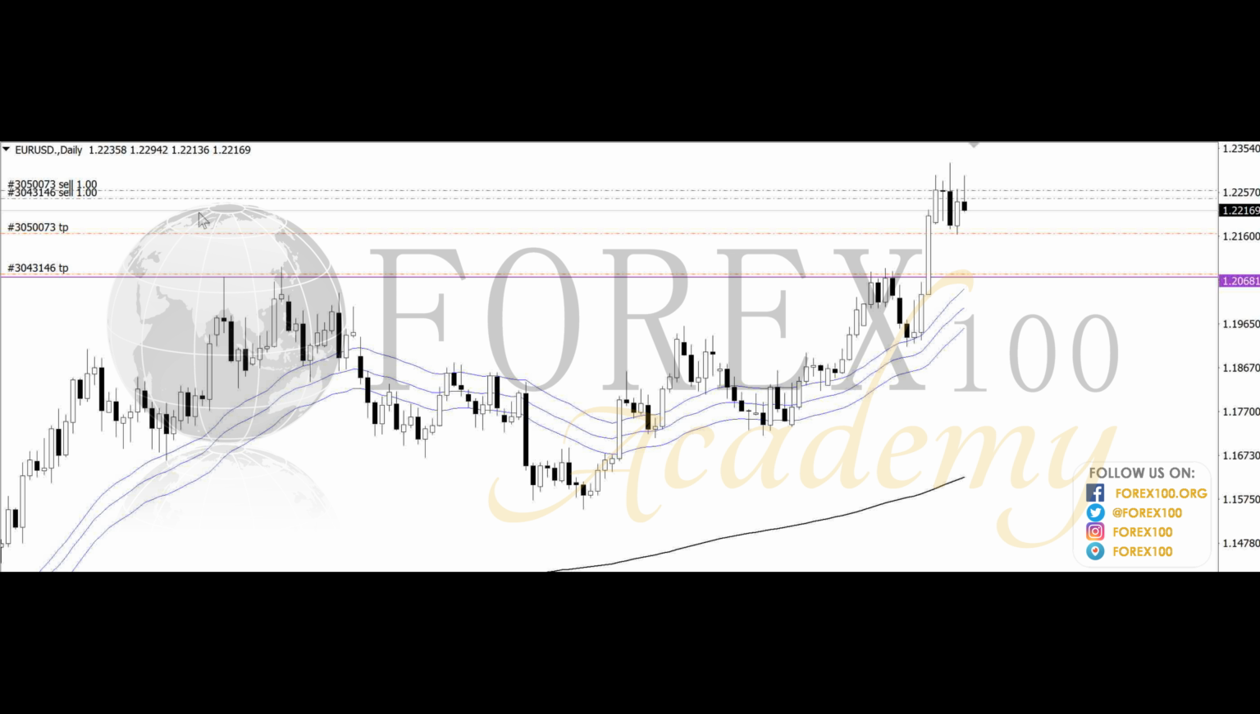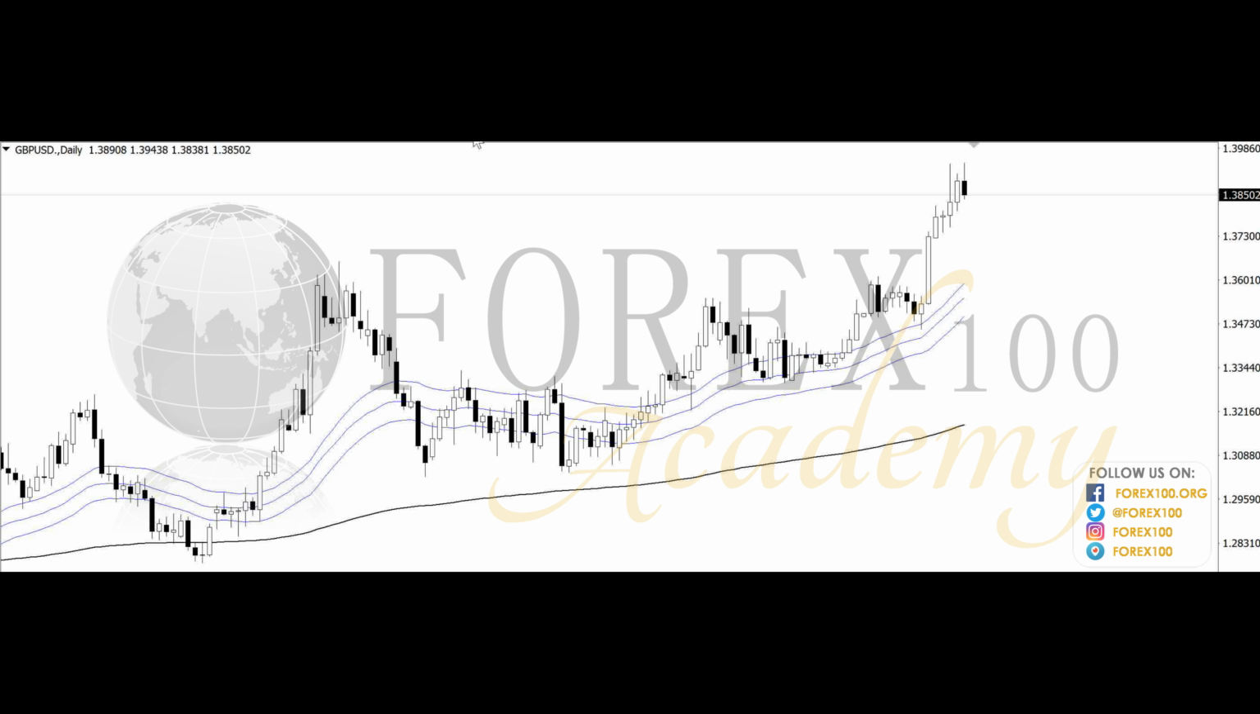All right, so for euro dollar, you can look for a buying opportunity at 1.2068 if you're looking at a longer term. But for traders, do take note that Monday's market might gap and the situation might change, so please do take note of that. The next currency pair we're looking at is pound dollar on the daily chart.